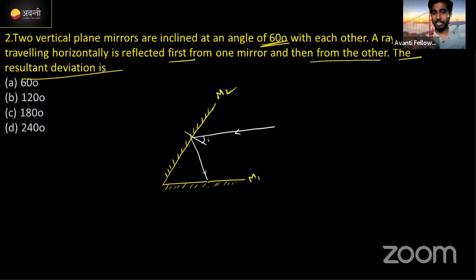Clear? Now again here for mirror one, this ray is the incident ray, and again at this point if you want to draw a normal, it will be reflected along this direction. Correct now? And here the angle between the two mirrors is also given, that is 60 degrees. We need to find out the value of deviation. Okay, this is actually the question.